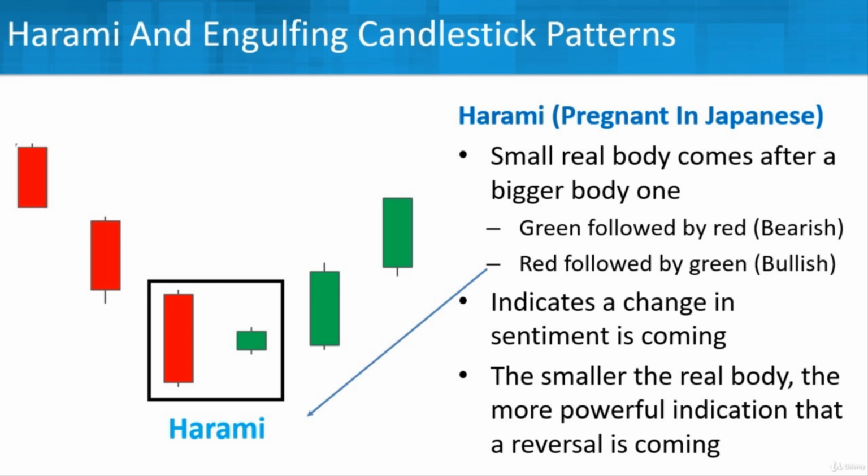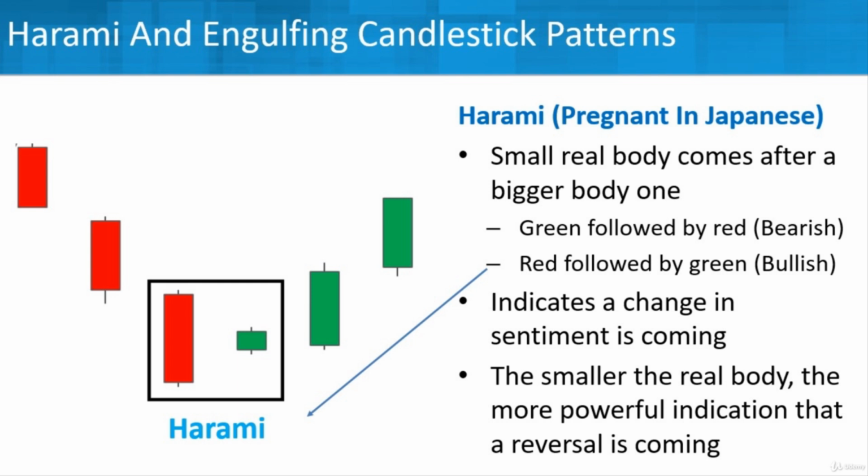You also want to look at the color of the candles. Green followed by red would be a bearish sign, and red followed by green would be more of a bullish sign. In our example here, we have a red candle followed by a green one, so this would be a bullish one. You can guess that because there's an upward trend afterward. What a harami is really telling you is that a change in sentiment is coming.